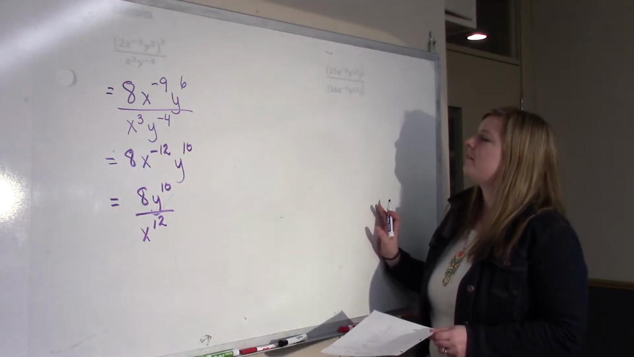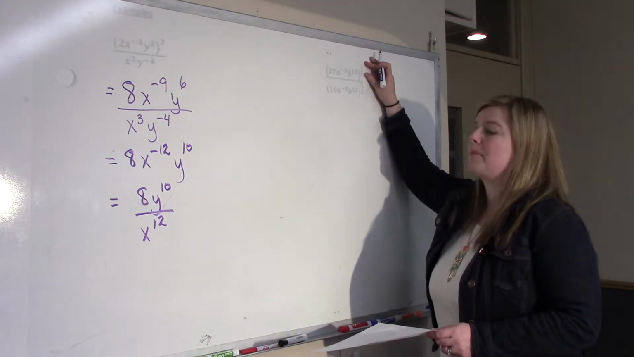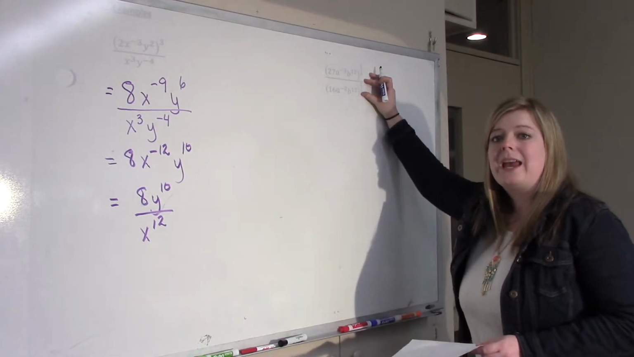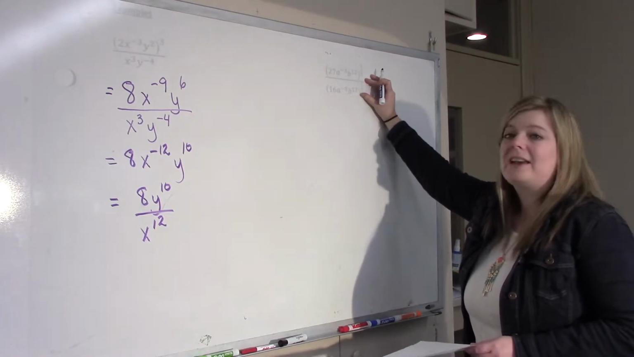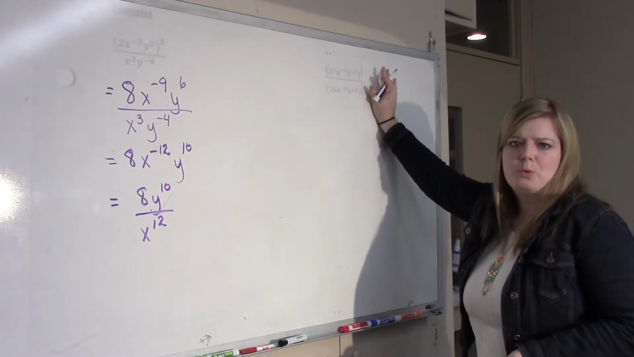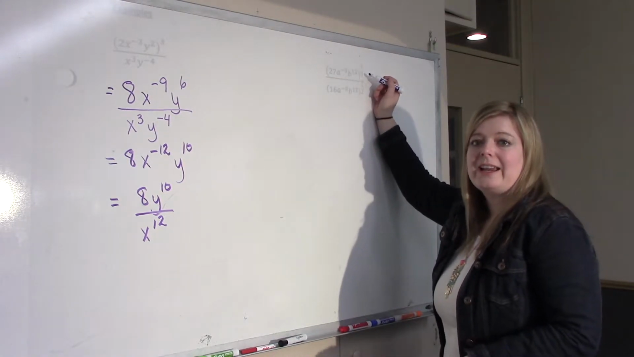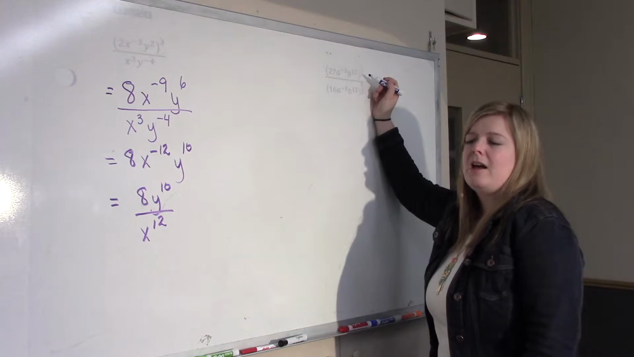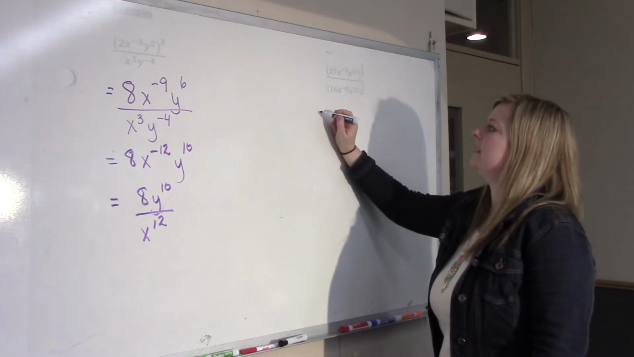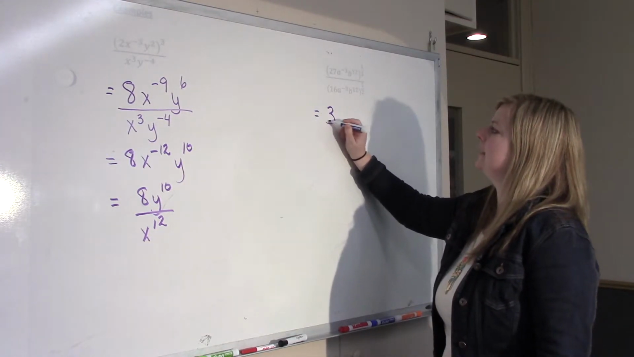Here we have exponents and brackets on the top and on the bottom. So again, we want to simplify them each separately before we do any quotient rule business. So 27 to the 1/3. Again, you can use your calculator if you need to, but that's just the cube root of 27. So that's 3.